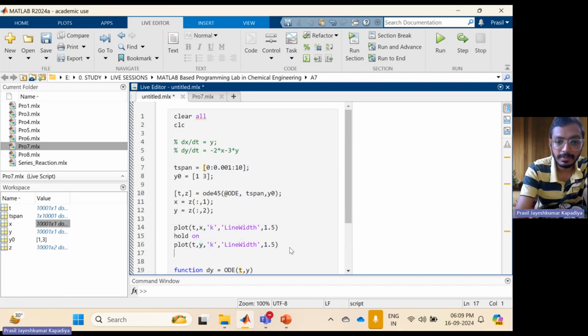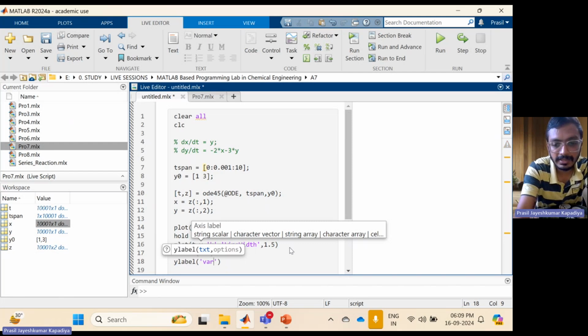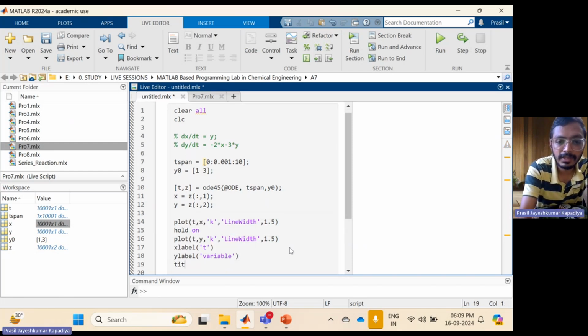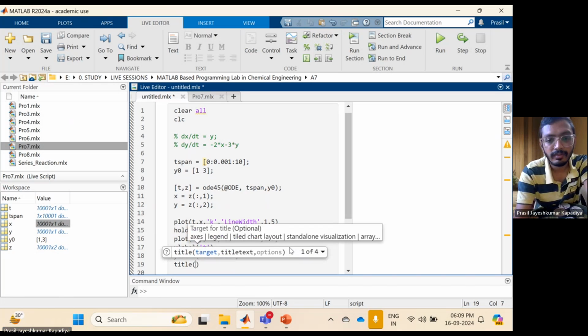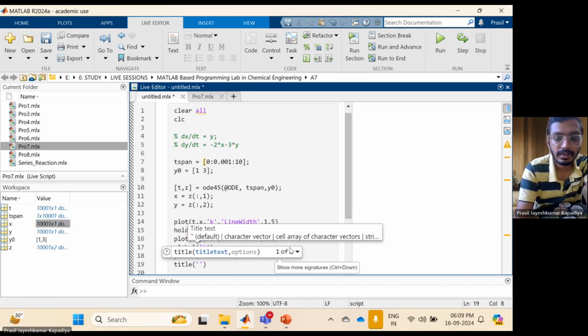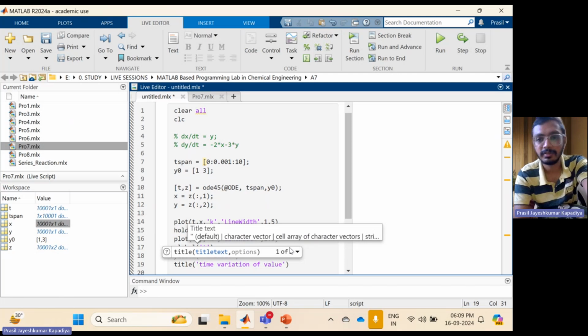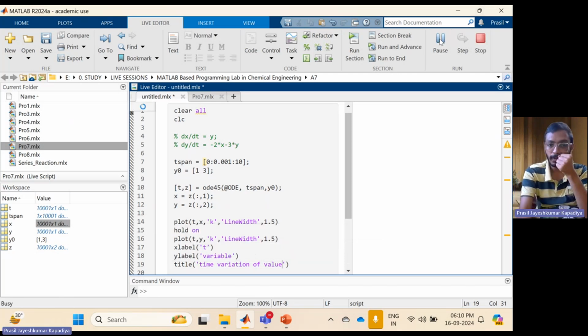Let's say I'm keeping the x label as time and the y label, let's say I'm just writing it as a variable. And let's say I'm giving my chart title as time variation of value. I'm just writing it, just teaching you how to write it now.